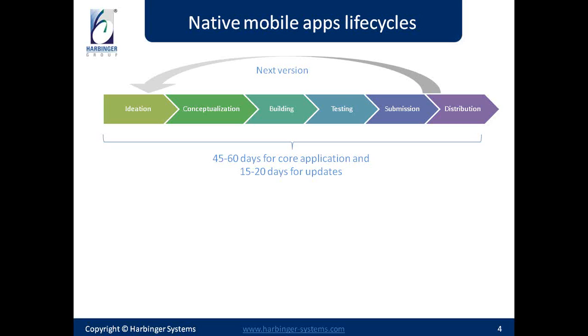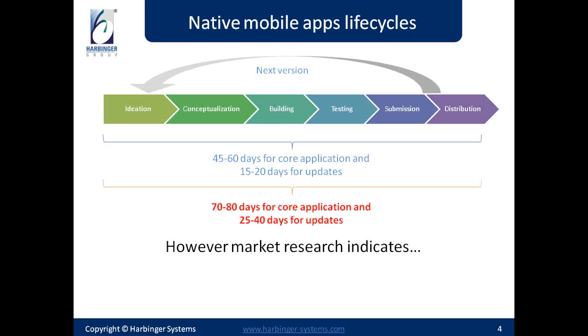We have made an assumption that we are looking at a medium complexity application which has a server side and a bunch of screens and graphs or images on it. However, market research indicates that 45 to 60 days is not the reality. The reality is much more critical. Market research says that in reality, the application would take nearly 70 to 80 days to build just the core part of it, and another 25 to 40 days to build updates or to release patches.